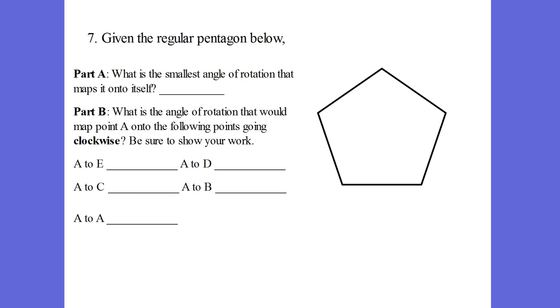Okay, all right. Now let's take a look at this one right here. What is the smallest angle of rotation that maps it onto itself? You guys got some letters on yours, right? Since we got some letters, let's take a look here. The first tip is A. This one's A.